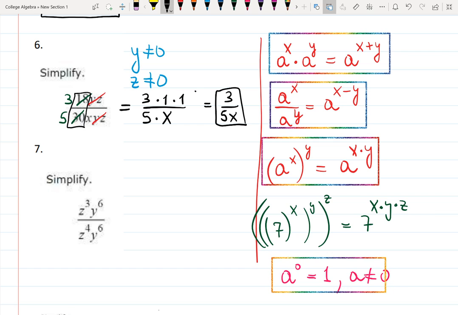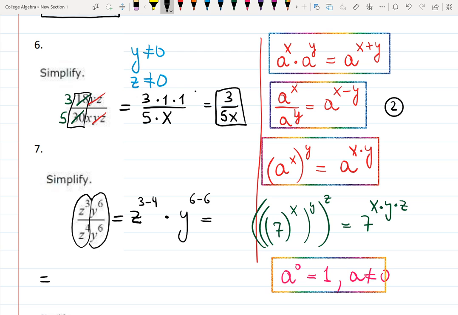So for the first example, we're working with a fraction z cubed y to the 6 over z to the 4 y to the 6. And for number 7, I would see it this way. There are many ways to see it. Either you use the formulas I just showed you, so I'm using formula number 2. With formula number 2, I will have z to the 3 minus 4, then I see it like couples, and then y to the 6 minus 6.